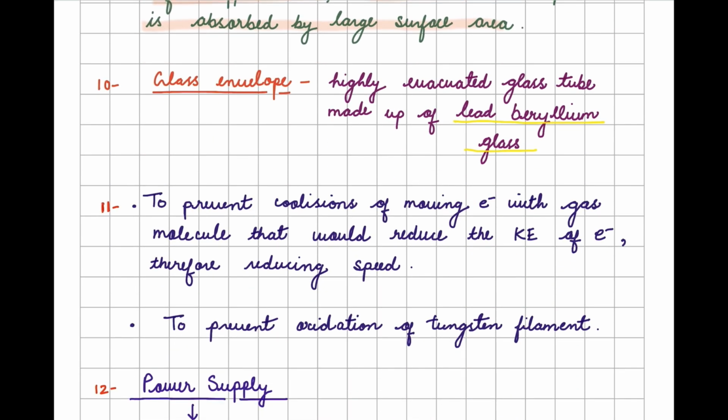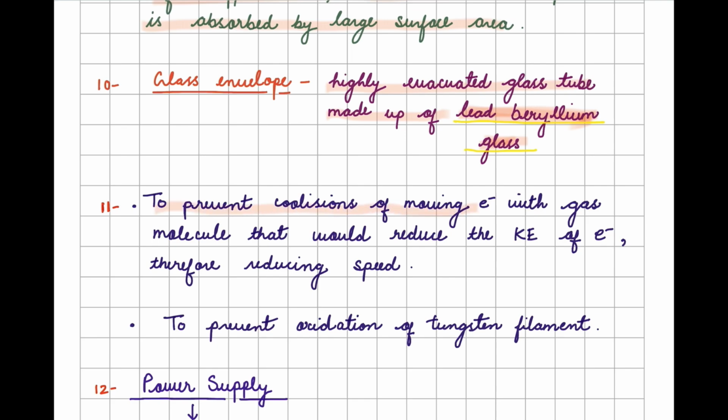Now the next question is, the glass envelope is made up of. So the glass envelope is a highly evacuated glass tube made up of lead beryllium glass. So it is lead beryllium glass. Now the next question is, why do we need vacuum inside the X-ray tube?